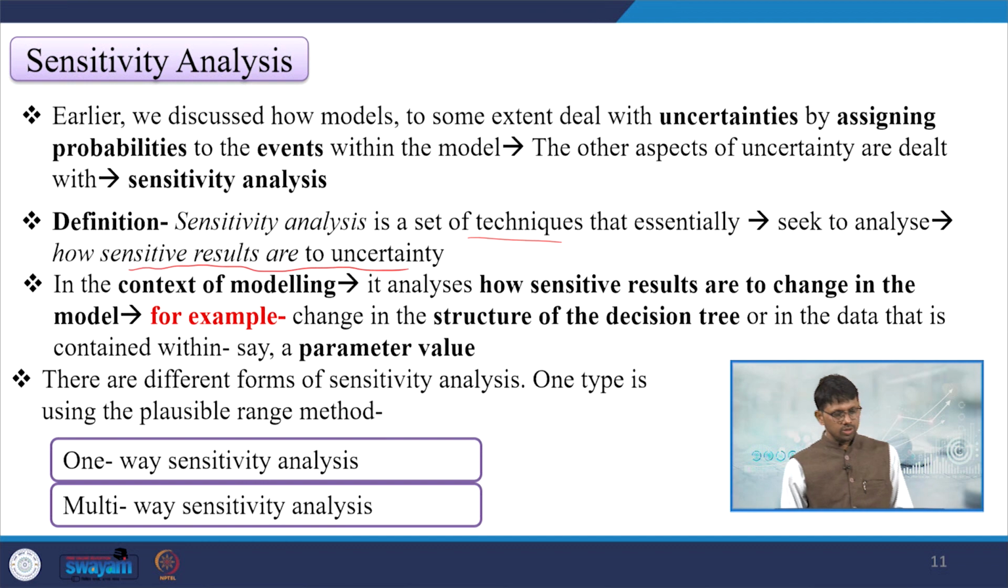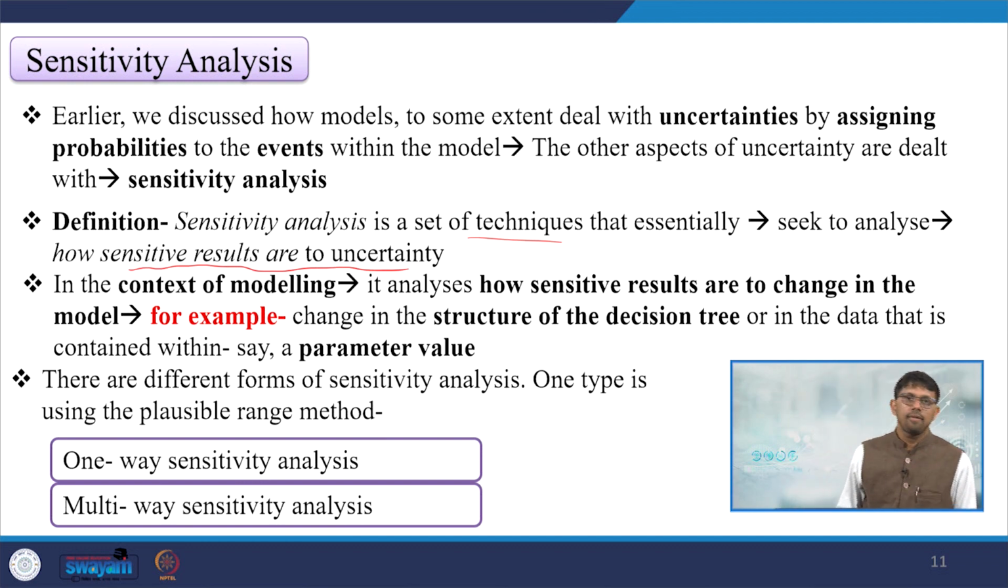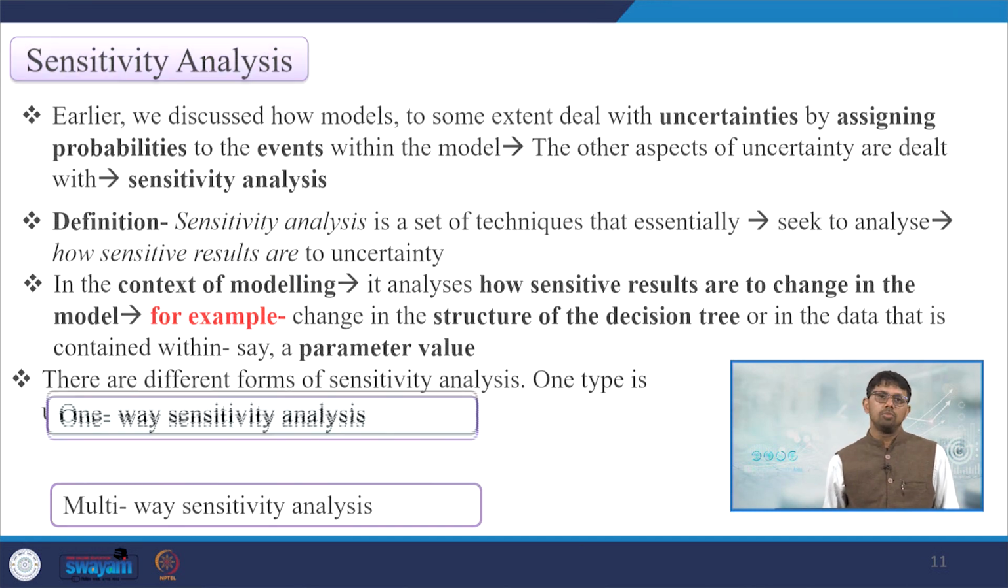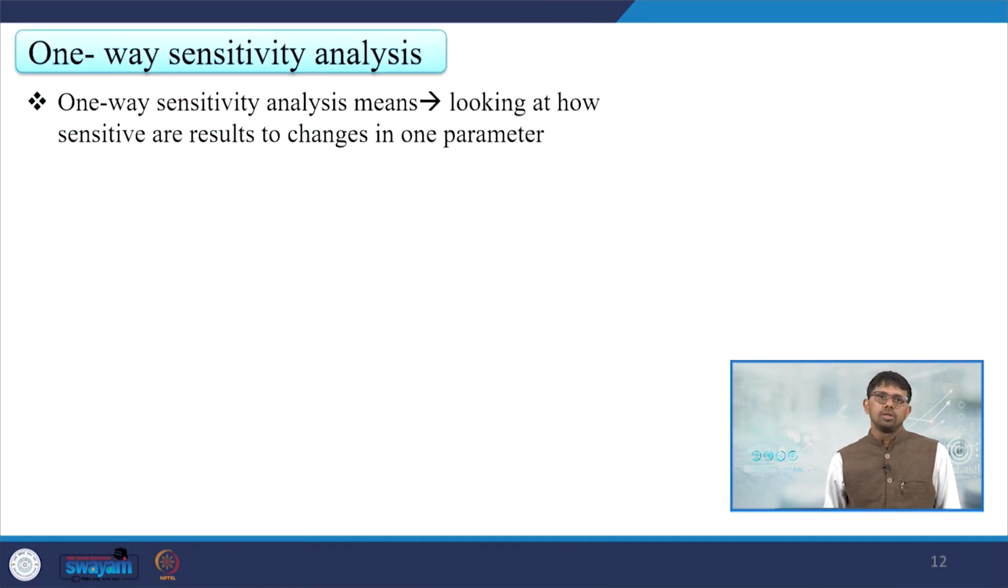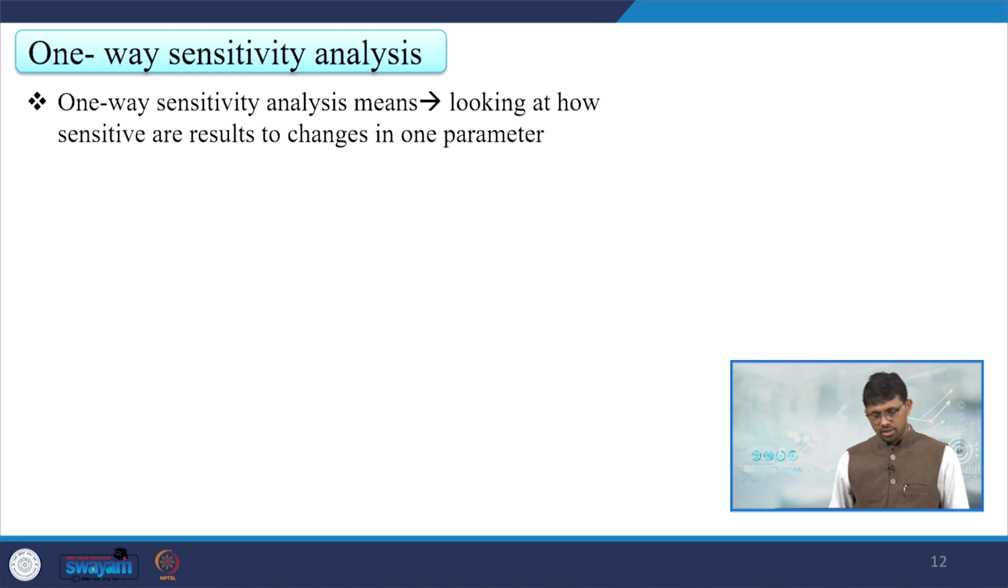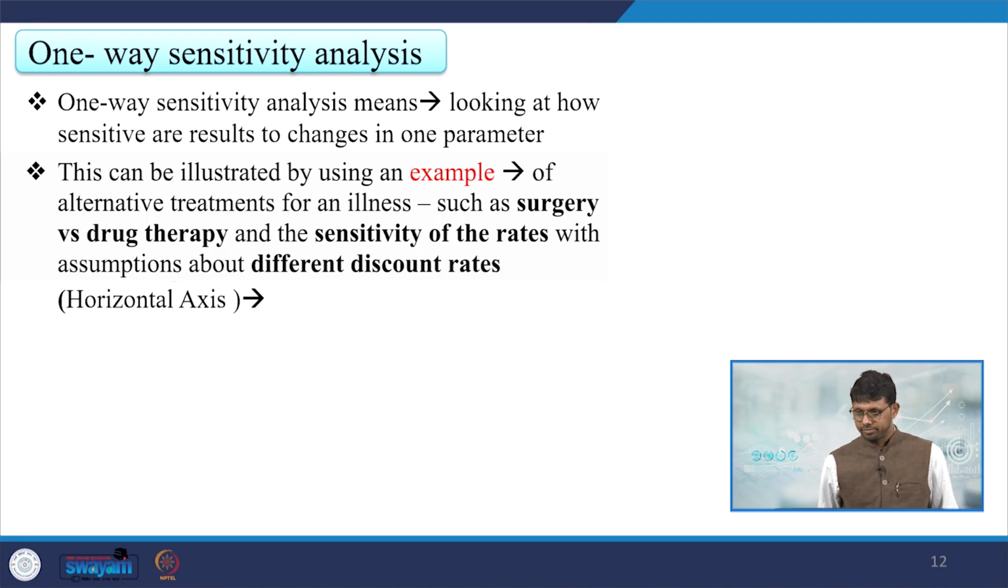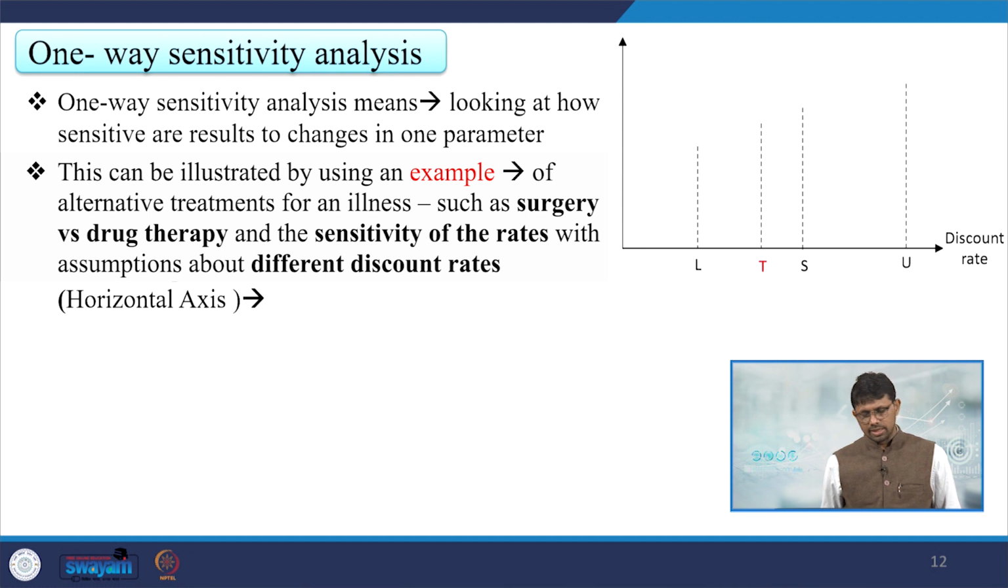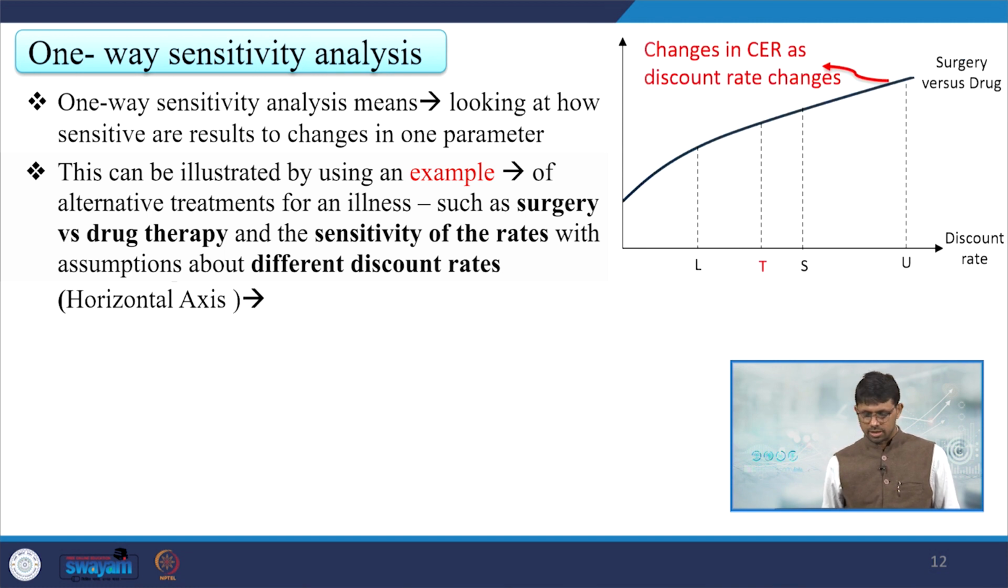Okay, so there are different forms of sensitivity analysis. One type uses the plausible range method, that is called one-way sensitivity analysis, and there is also multi-way sensitivity analysis. So, in one-way sensitivity analysis, we are looking at how sensitive the results are to the change in one parameter. Okay, and this can be discussed with this example of alternative treatments for an illness, such as surgery versus drug therapy.